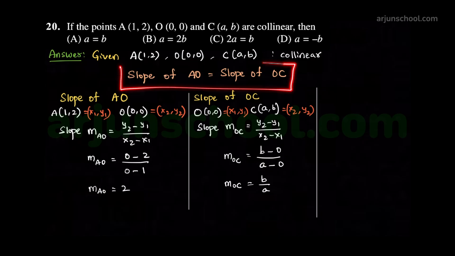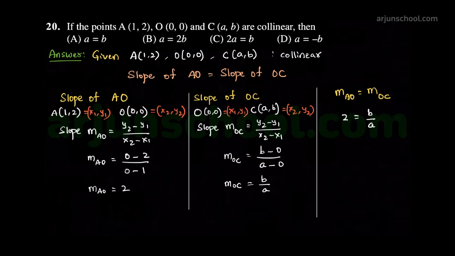We are already given that slope of AO is equal to slope of OC. We have found that slope of AO is equal to 2 and slope of OC is equal to b by a. That implies 2a is equal to b. From the given options, option C, 2a equal to b, is the right answer.